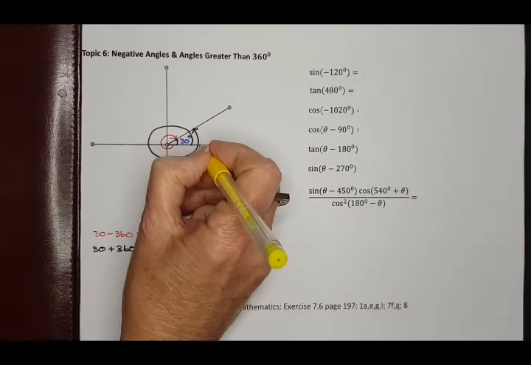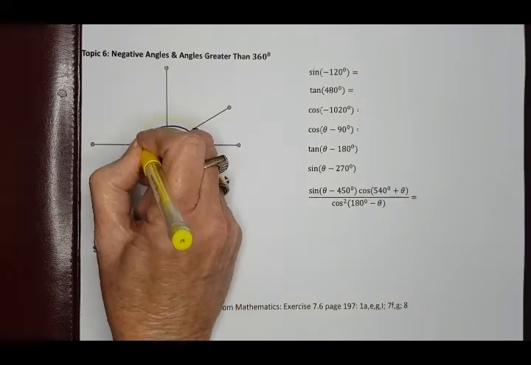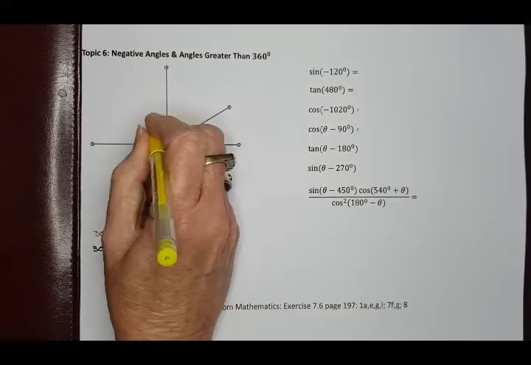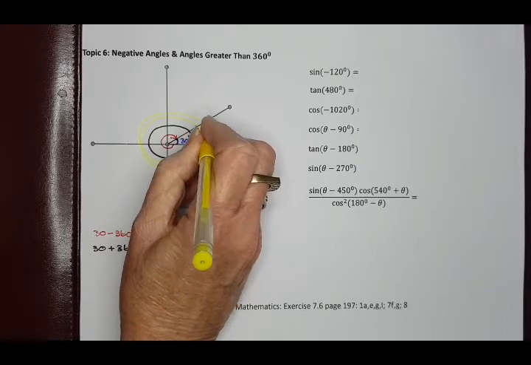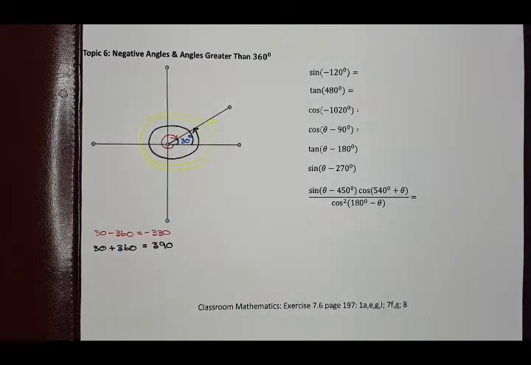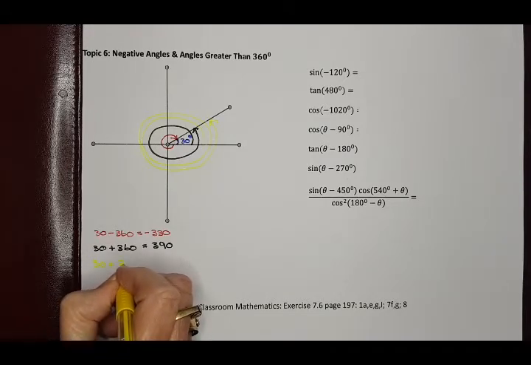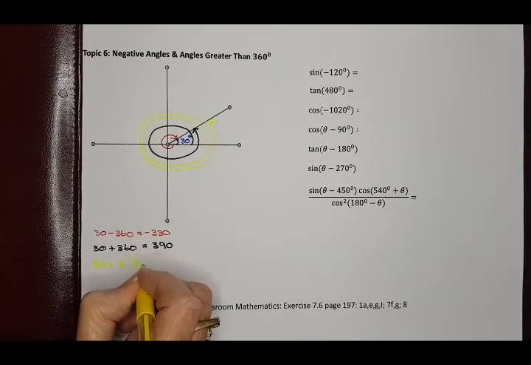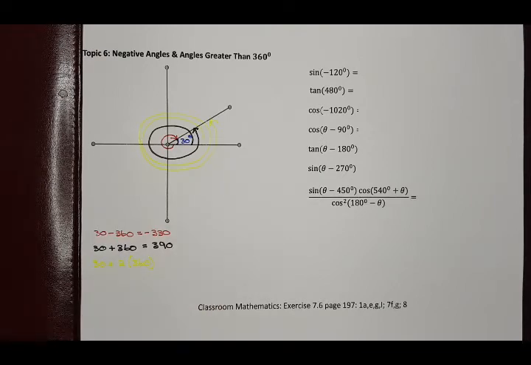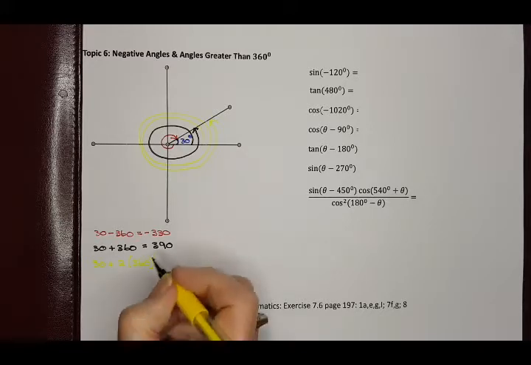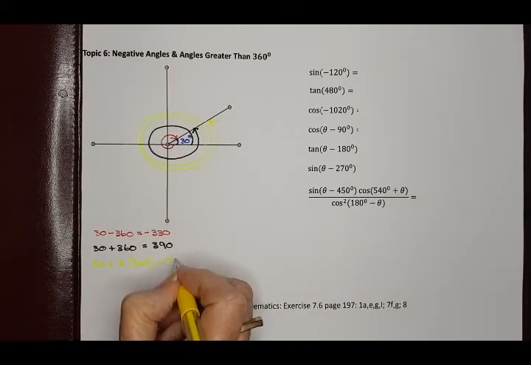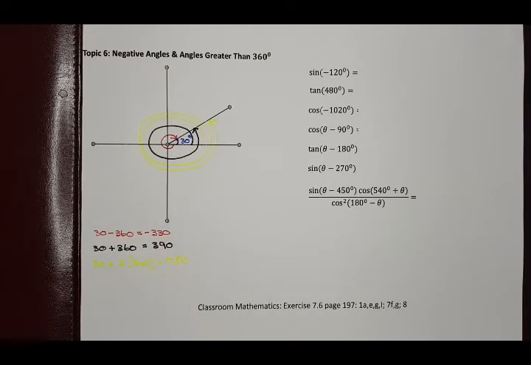I could take an angle that goes around twice and finishes up over there. So now that angle would be 30 degrees plus 2 times 360 degrees. Our 720 plus our 30 degrees is going to give us an angle of 750 degrees. If you type sine of 750 degrees, you're also going to find that your answer is a half.